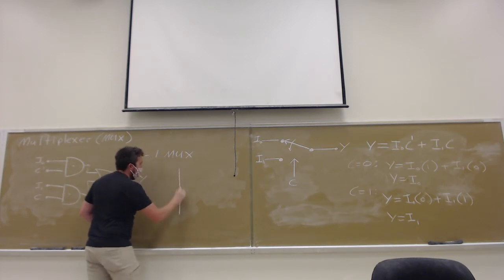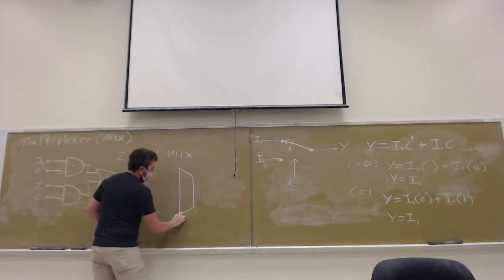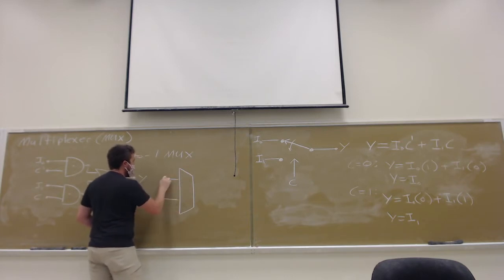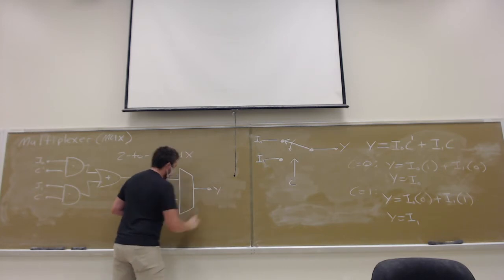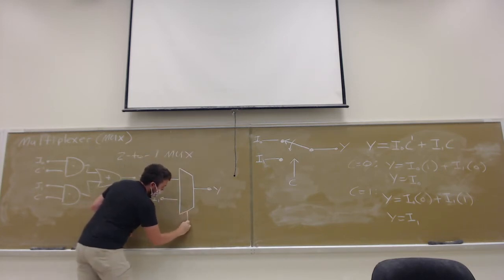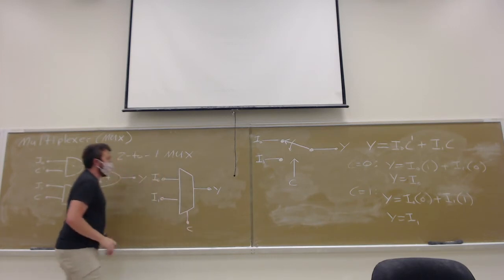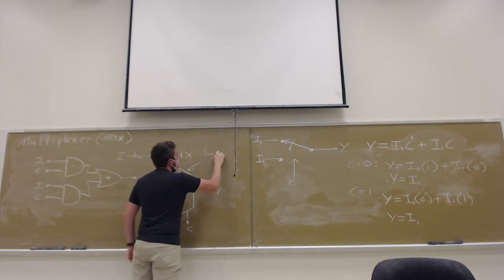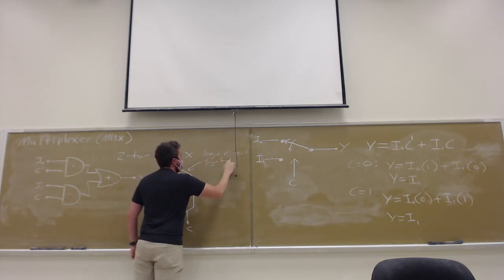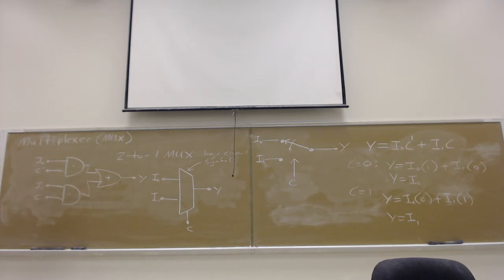We're going to draw a trapezoid. Coming down the left-hand side, we'll have all of the inputs, I sub 0, I sub 1, Y on the output, and then coming down from the bottom, we'll have our control. So this is a logic circuit symbol for a mux. Any questions about that?